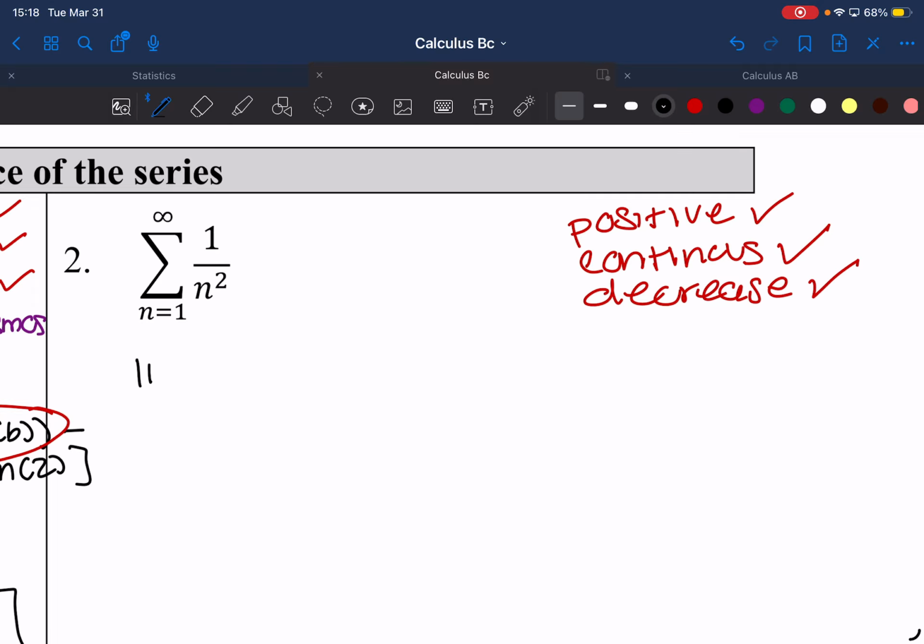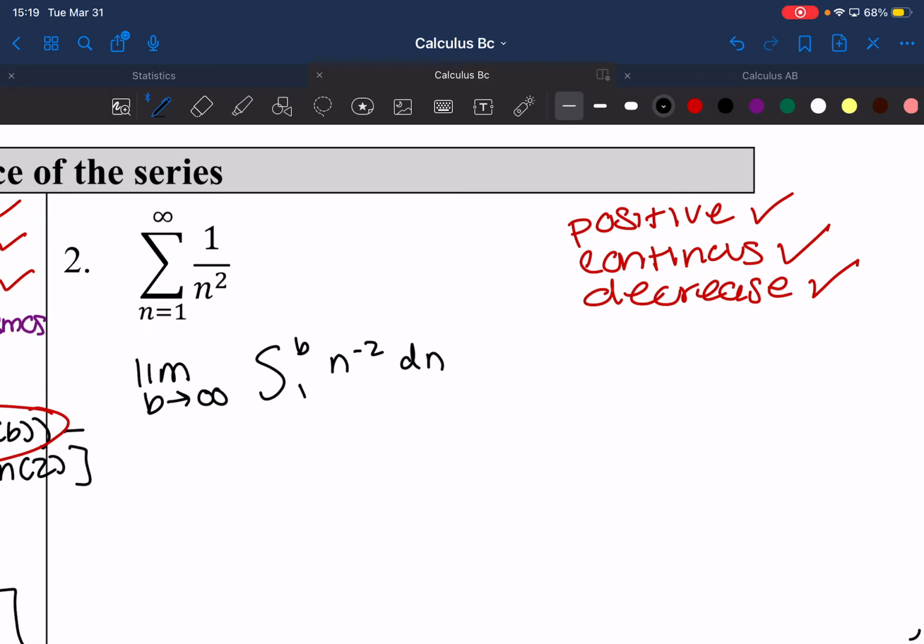So we say the limit as b approaches infinity. Always b, because we don't want to confuse it with n that's in the summation. Okay. Of the integral from, what's going to be my bounds? 1 to b, okay, of the function. And what's another way I can write 1 over n squared? N to the negative 2, good, dn. So I just set up my integral.